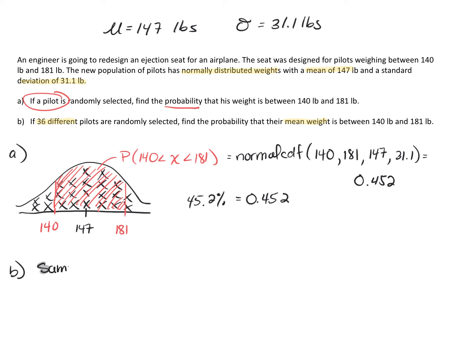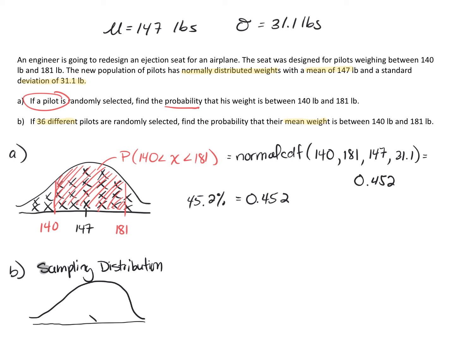So in question B, the sampling distribution, we learned from section 6.3 that anytime you have a sampling distribution of sample means, the sampling distribution for sample means is also normally distributed. So it's also normally distributed. But this distribution is not made up of x's, where x represents the weight of a pilot.